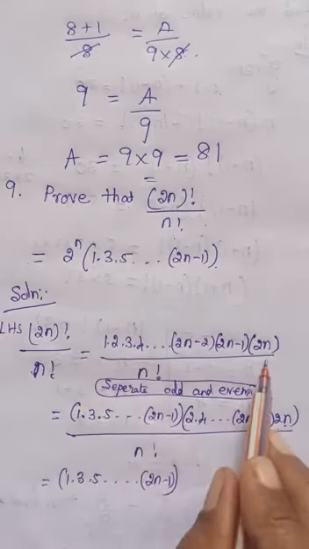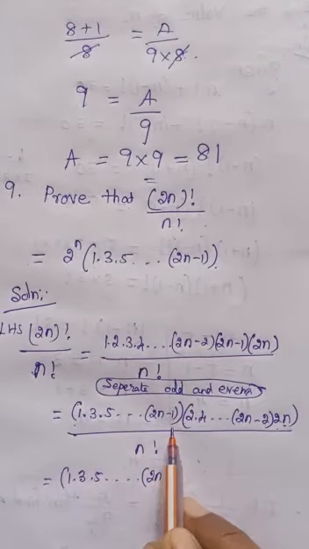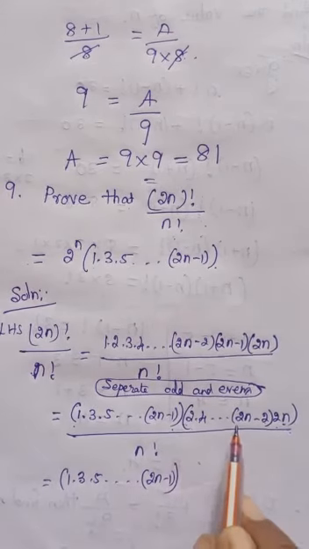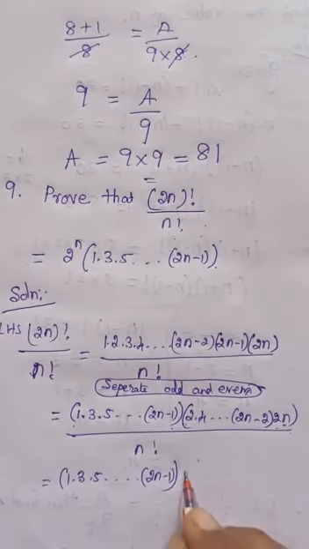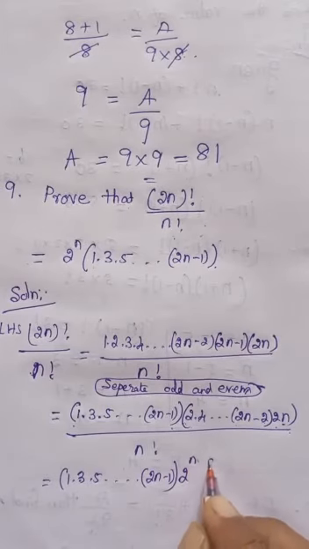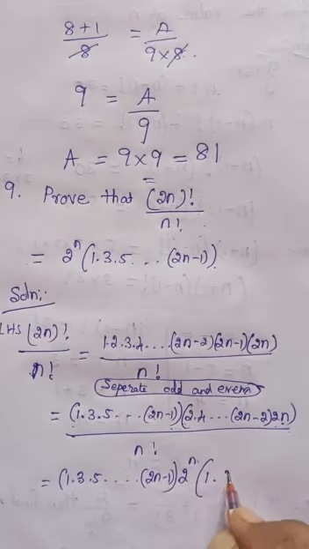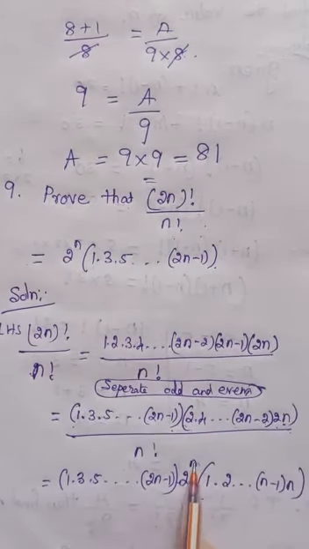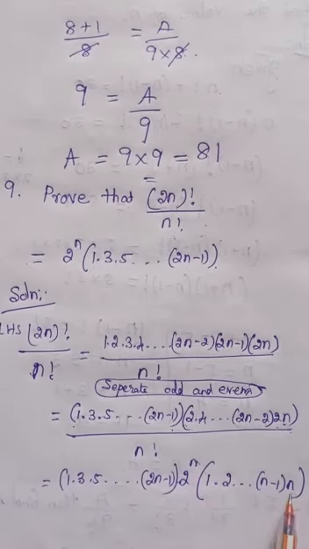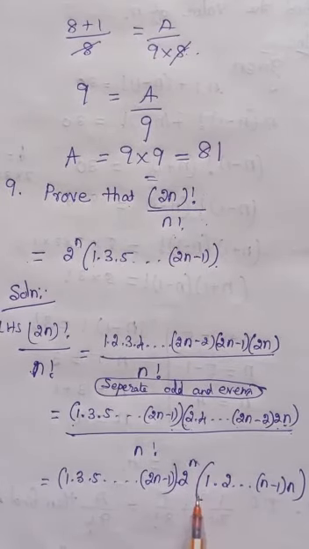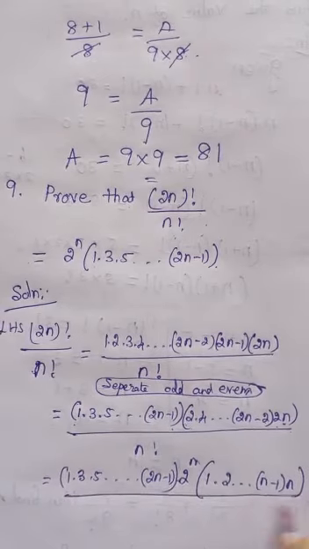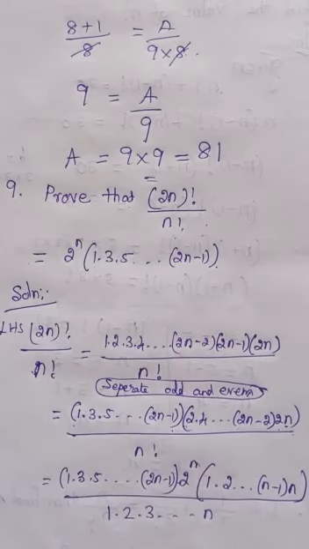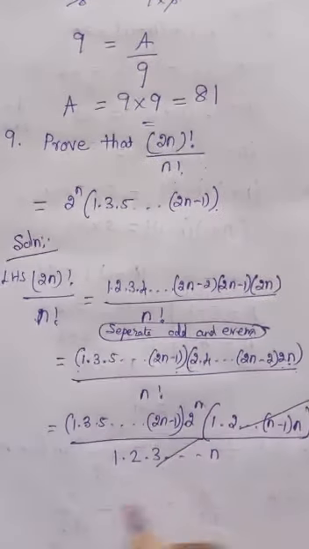So here among 2n terms, n terms odd numbers will be there, n terms even numbers will be there. From each term we are going to take 2 into 2 into 2, so I will be getting 2 power n, into 1 into 2 into etc. n minus 1 into n. How did I get this 2 power n? Here we have n terms, and from each term we are taking 2 outside. And in the denominator, n factorial means 1 into 2 into 3 etc. up to n. See, both will be getting cancelled.